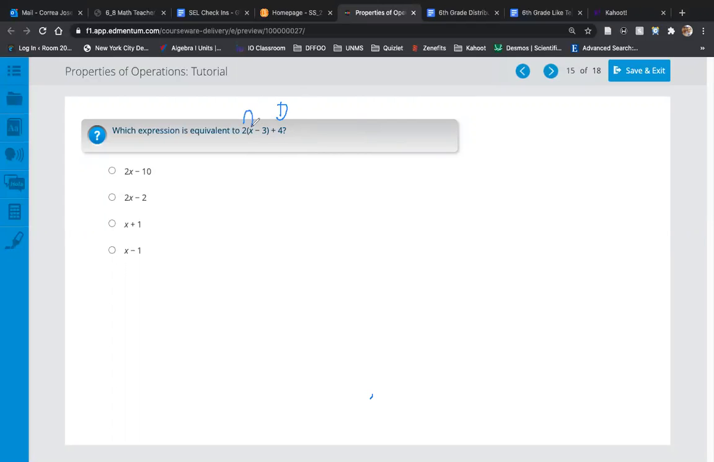So 2 multiplied by x, 2x, minus 2 multiplied by 3, 6, right? You're going to notice that if you have a minus, it just changes to a minus. If it's a plus, it stays a plus. And then over here, I still have this plus 4. So to simplify this, all I really do is I have, okay, so 2x minus 6 plus 4, right?